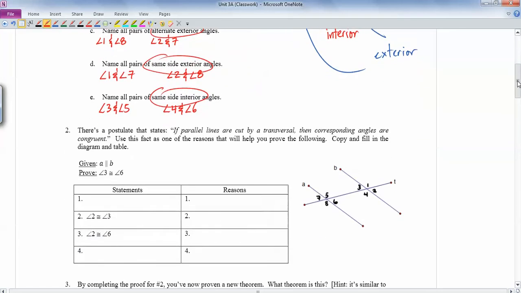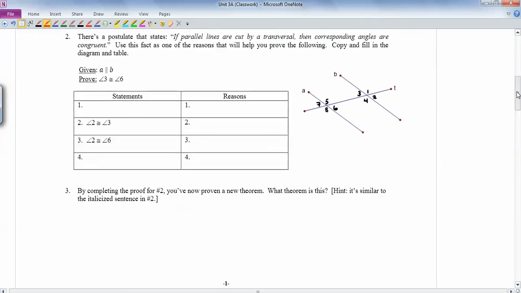Okay, let's look at number 2. So there's a postulate that says if parallel lines are cut by a transversal, so if A and B are parallel and cut by transversal T, then corresponding angles are congruent. So it says that you can use this now as a reason in proofs.